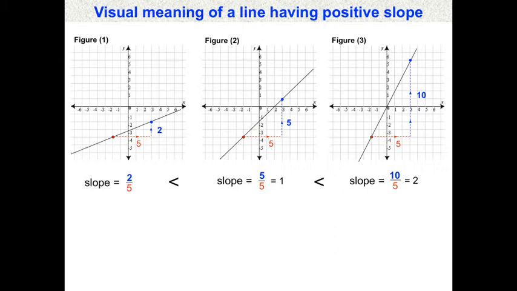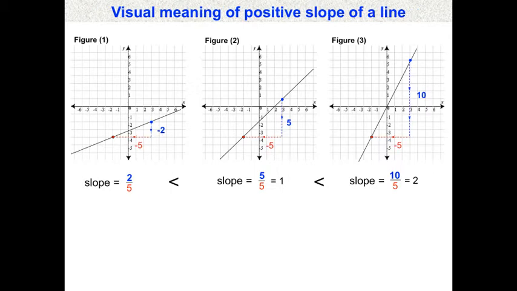And not only that, the steepness of the line of figure 1 is not as steep as figure 2, and figure 2's is not as steep as figure 3. So what I'm saying is the slope increases from figure 1 to figure 3, and so does the steepness of the line. They are related somehow. And like the positives, we also have the negative slopes.